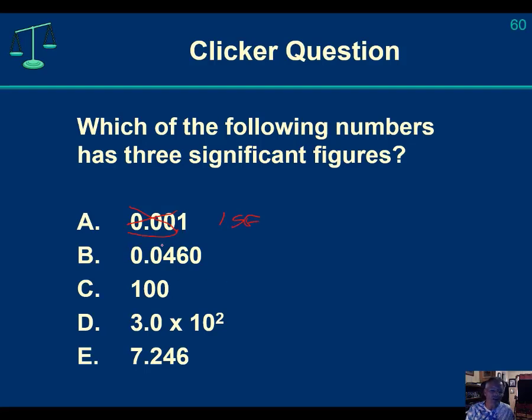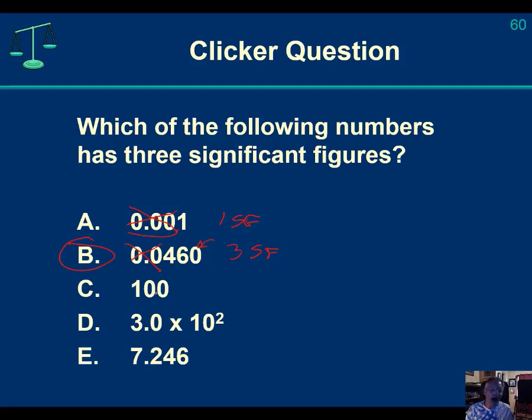This number, these zeros, are not significant for the very same reason. They're before the first non-zero digit, but this 0 is significant. So I have 1, 2, 3 significant figures. This 0 is significant. It's to the right of a non-zero digit and a decimal place, which makes it significant. So 3 sig figs, and that would be the answer to our question.